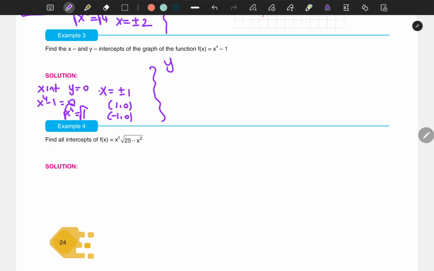Okay, what should I do? Can I try to find the y-intercept, which is x equal to 0? Replace it: 0^4 - 1 equals -1, isn't it? x is 0, y is -1. That's it.